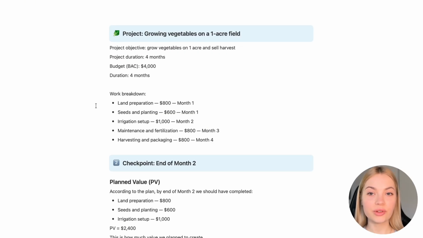Then let's move to the project, to the case we'll be discussing today. So our project is growing vegetables on a 1-acre field. The objective is to grow vegetables on 1 acre and sell the harvest. The duration of this project is 4 months, and the budget at completion should be $4,000.